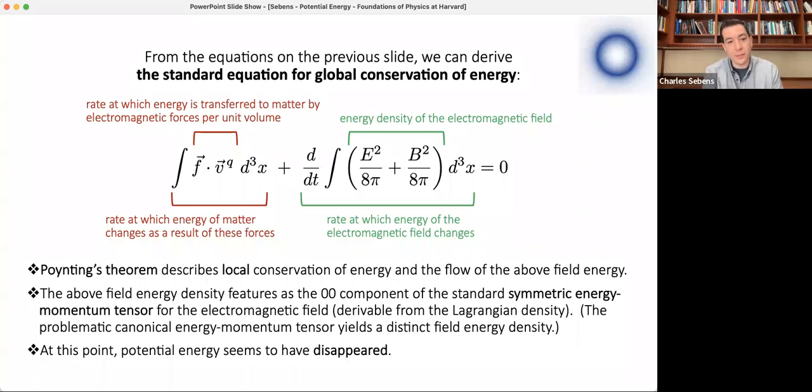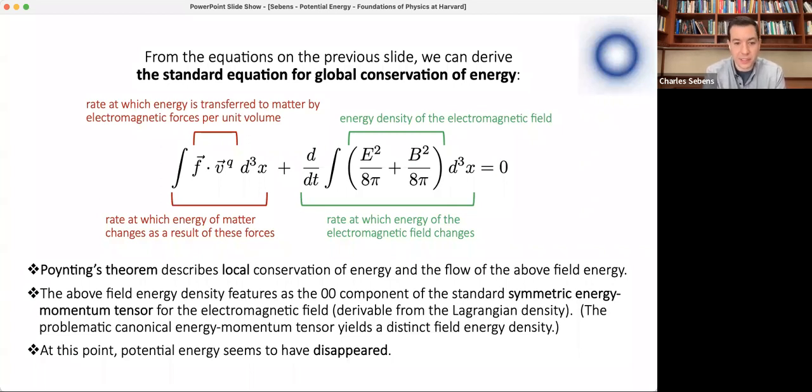You can also get this energy density of the electromagnetic field from the Lagrangian of classical electromagnetism when you derive the symmetric energy momentum tensor for the electromagnetic field. I'm not going to go into the details of how that's done, but the 0,0 component of that symmetric energy momentum tensor is this particular energy density for the electromagnetic field. There's an alternative canonical energy momentum tensor for the electromagnetic field, something I talk about in more detail in the paper, but something I'm not going to talk about much today.